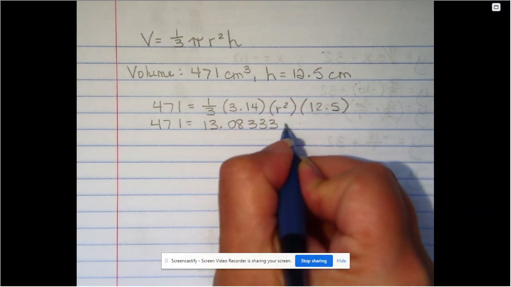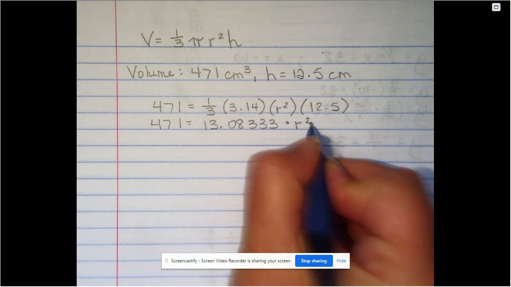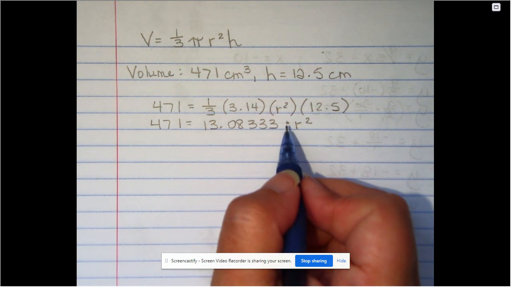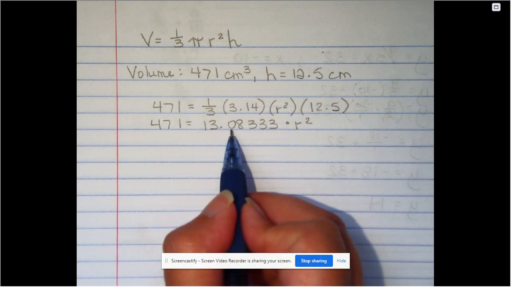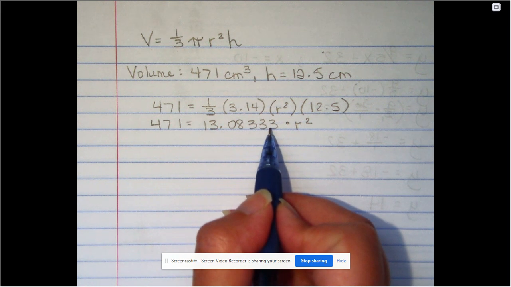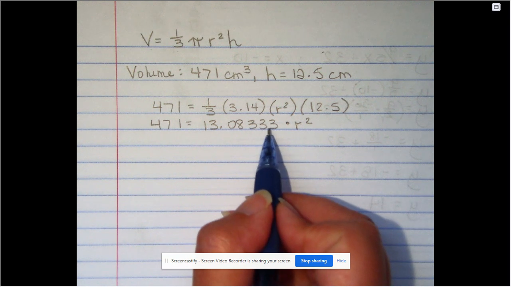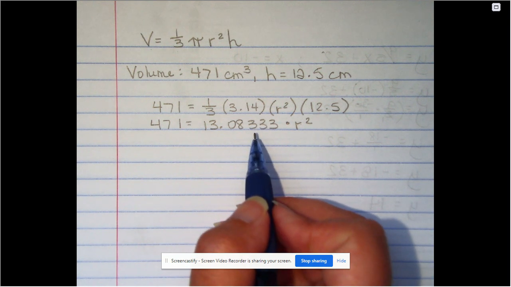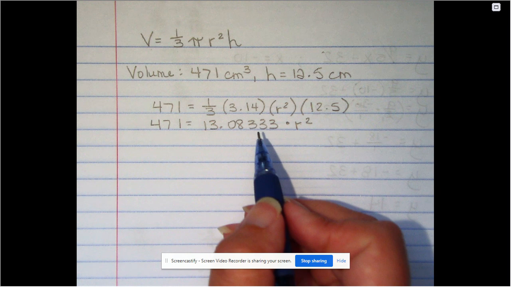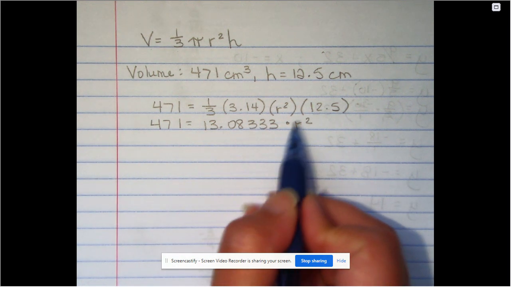13.08333 times radius squared. Notice I still don't know what the radius is. I also did not round too far until I'm farther along in the problem. Leave a lot of decimal places until you get towards the end. So now I have a number hanging out with the variable.